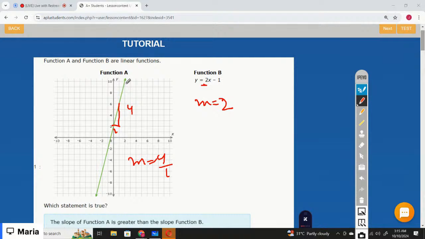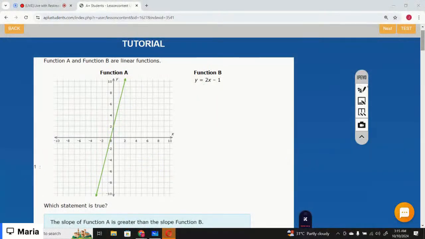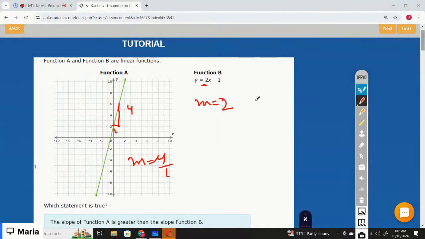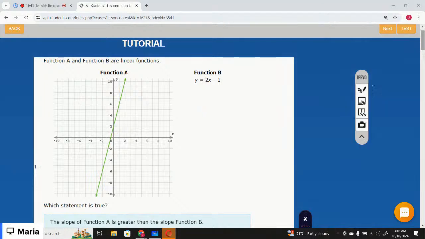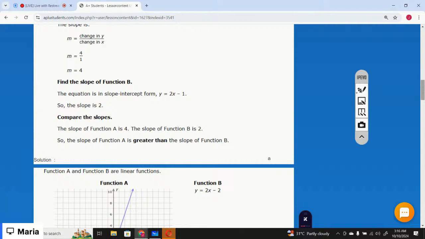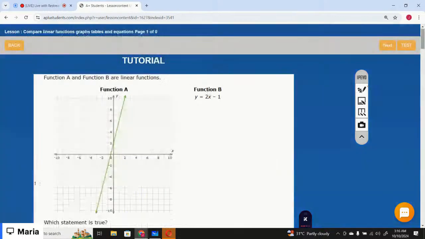Got it? So the correct option is the slope of function A is greater than the slope of function B, because function A has the slope 4 and function B has the slope 2, right? So the slope of function A is greater. Let's just start with the test questions. That's a comparison actually.